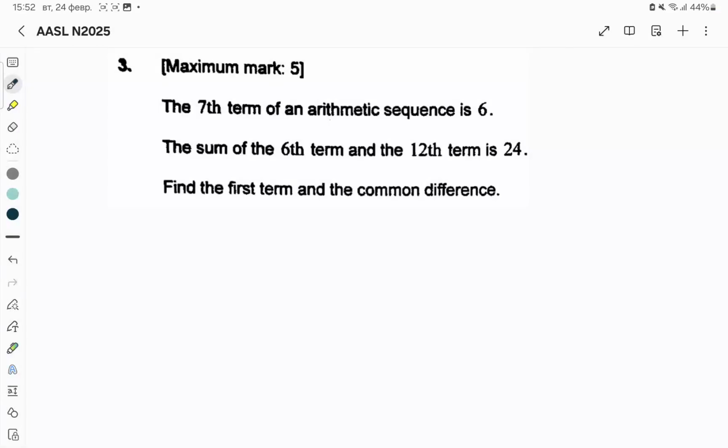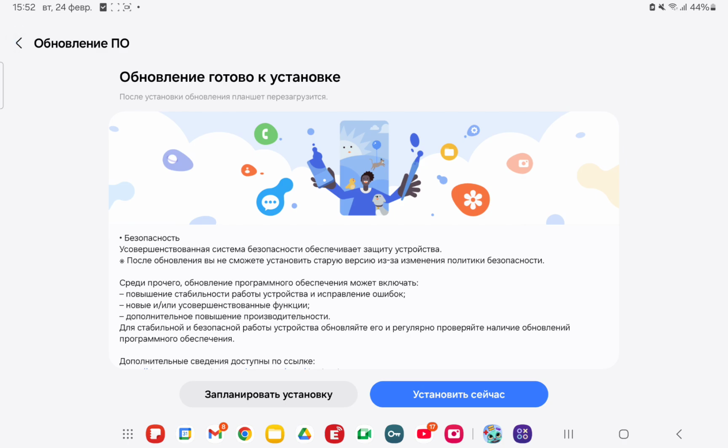Hello, we consider the next question of Analysis and Approaches, Standard Level, November 2025 paper. Question number 3, it is Paper 1, so that's why we don't need to use a calculator. And question number 3, 5 marks, for the topic of arithmetic sequence. Now, let's have a read.